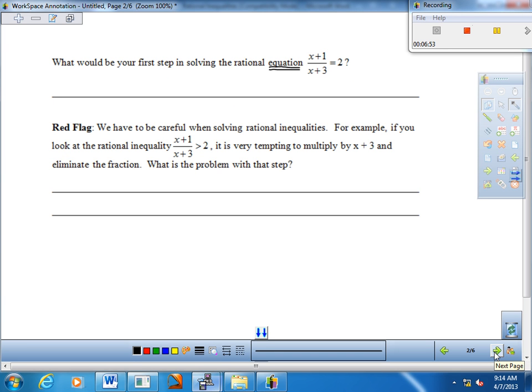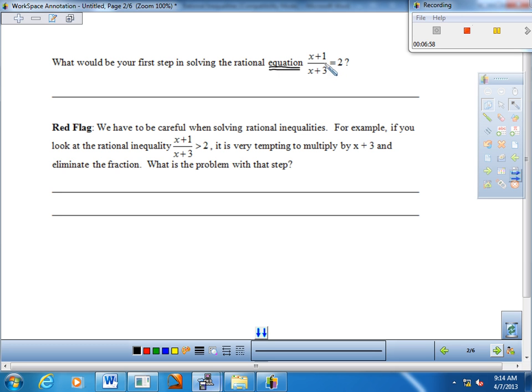Let's do one other situation here. And it says, what would be your first step in solving the rational equation? And underline that for me if you would. So let's just take a step back and deal with this as an equation. Then we'll talk about the inequality aspect of it. So guys, what would be your first step? If I gave this back, I think we saw this early in the semester. What would you do to solve this particular equation right here?